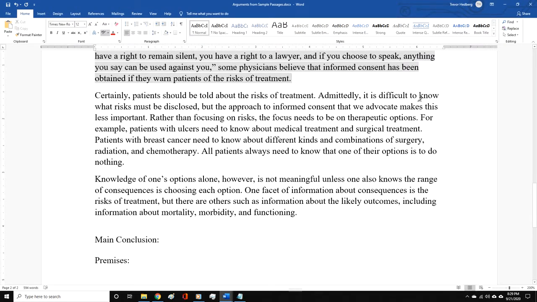Now, certainly patients should be told about some risks of treatment. Now, this is tough. I'm going to come back to this paragraph in a moment. Let's look at the last one first. Knowledge of one's options alone, however, is not meaningful unless one also knows the range of consequences.